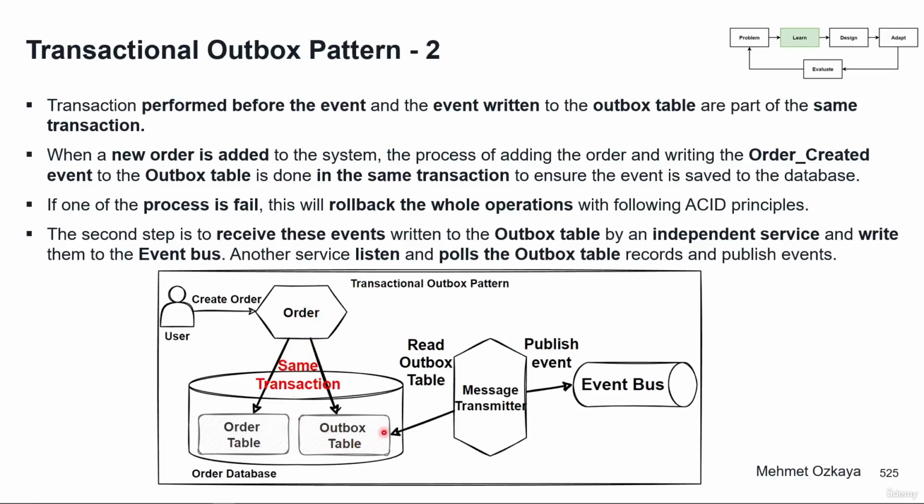After that, another service listens to and polls the outbox table records and, in a separate process, publishes the events into the event bus.